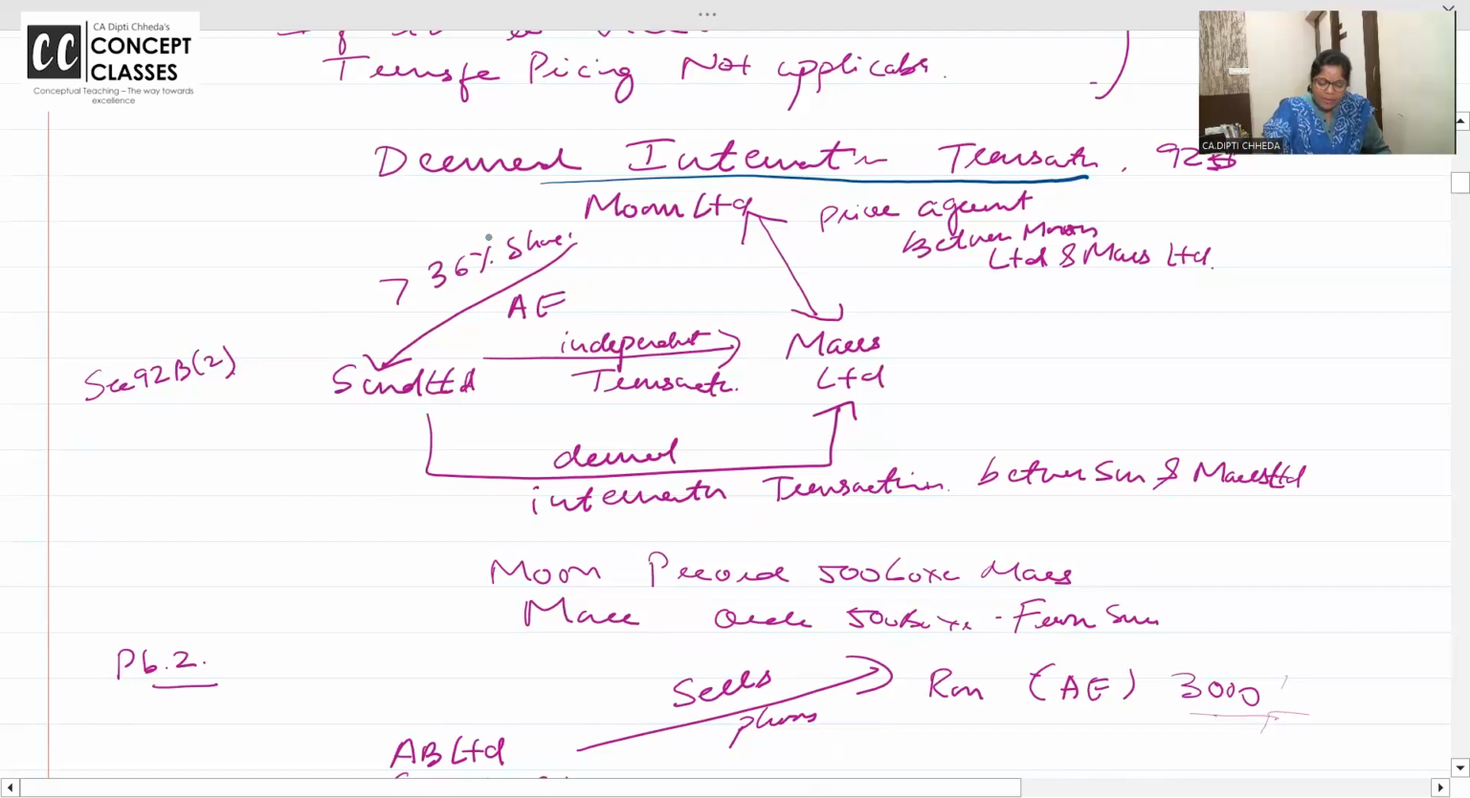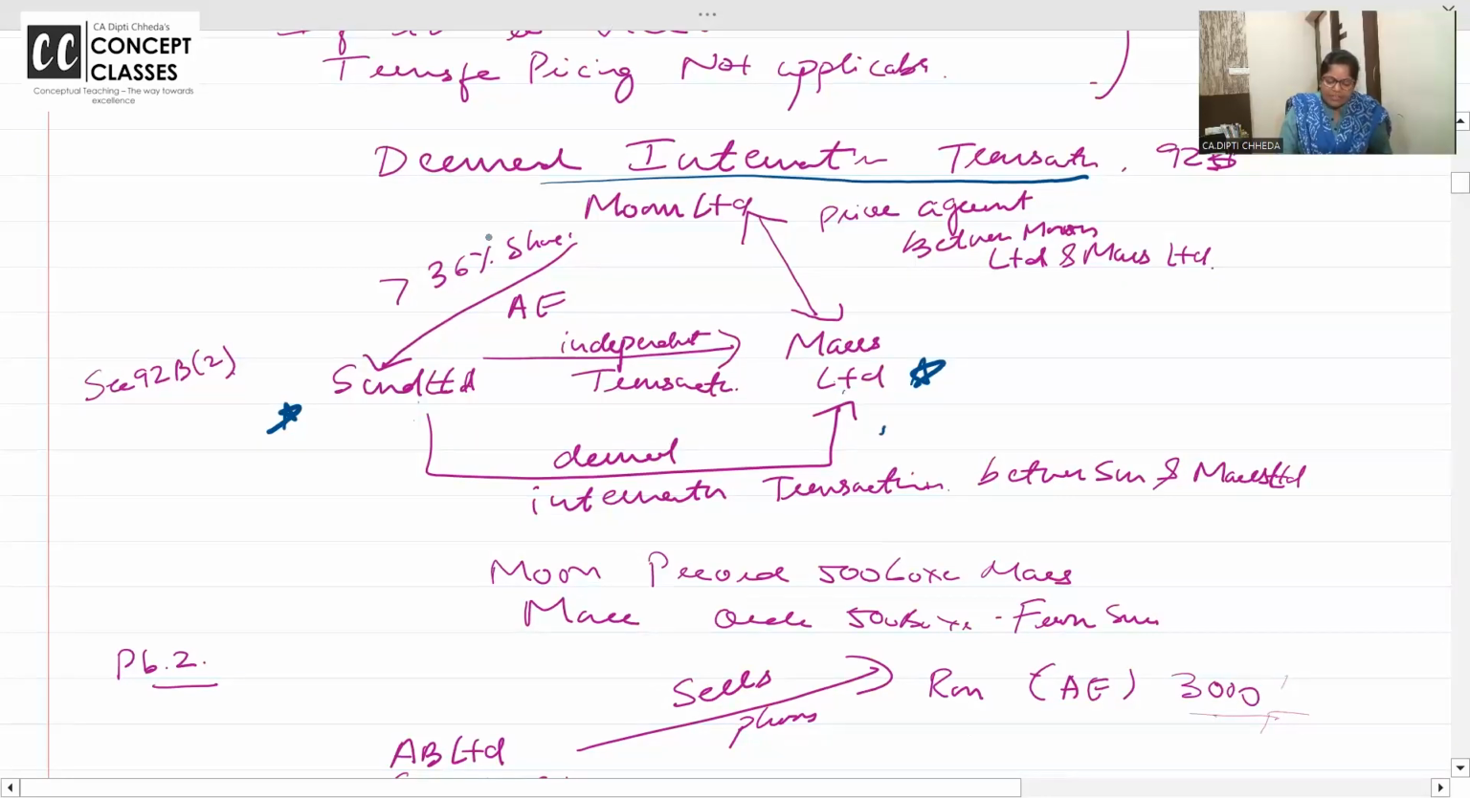Sun Limited and Moon Limited are associate enterprises already. Sun Limited is holding more than 26% share in Moon Limited. This time we are doing a transaction with Mars Limited. Sun is selling something to Mars. Sun and Mars are not related, they are independent. But when I am selling to Mars, there is already a prior agreement between Moon and Mars.